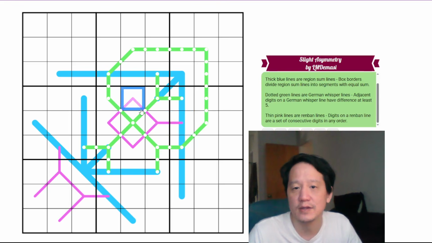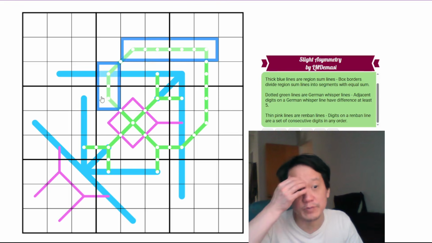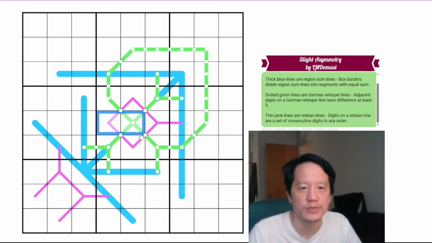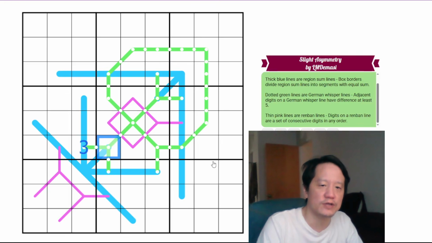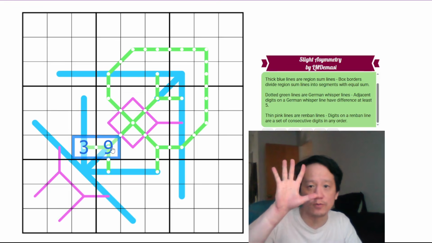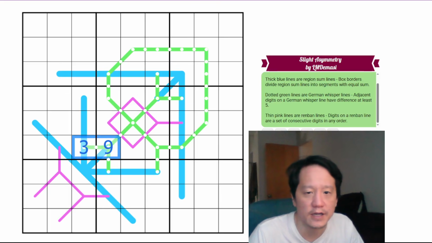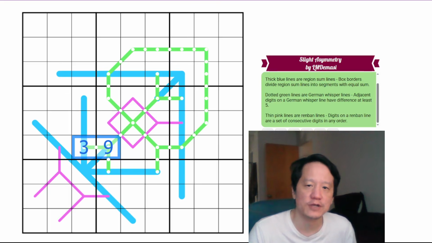Okay. We have dotted green lines, which are German whisper lines, or as I like to call them, whisper 5 lines, which was a term that a setter invented, which I thought made sense because it's very easily extendable. Adjacent digits on a German whisper line have a difference of at least 5. So, for example, if this were a 3, this would have to be 8 or 9, because digits that are 5 or more away from 3 are 8 and 9. And that's an example of how whisper 5 / German whisper lines work.